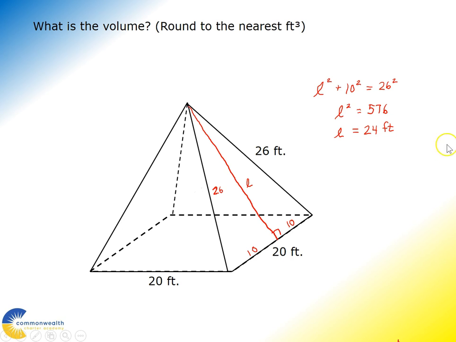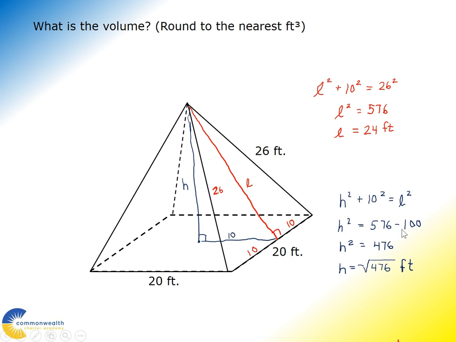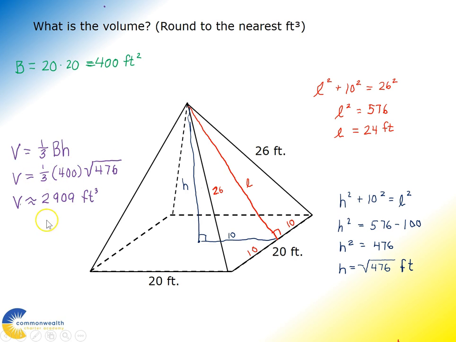I would then use that slant height to calculate what the actual height is. So I then draw this right triangle with the slant height being the hypotenuse. This is a 10-foot side here because we're assuming that this is the center of the square base. And I use the Pythagorean theorem again, and I calculate that the height is the square root of 476 feet. The area of the base, the square, is 400 square feet. So to calculate the volume, I'm going to do 1/3 the area of the base times the height. And if I compute all that together, I get about 2,909 cubic feet.